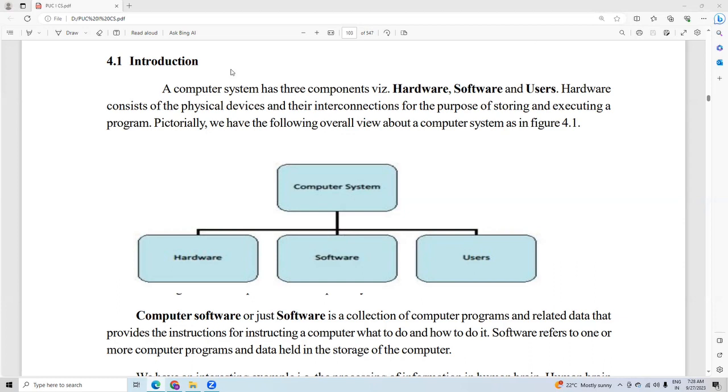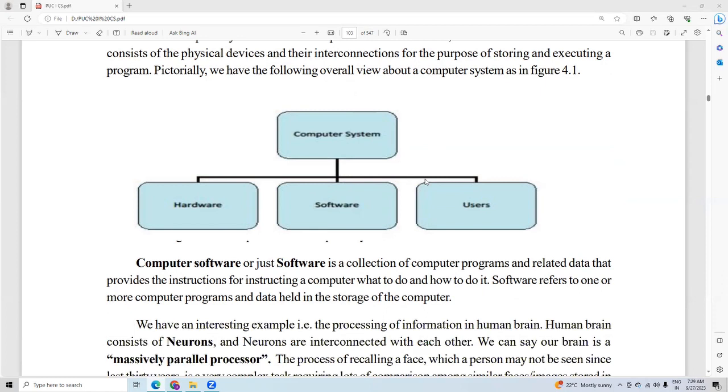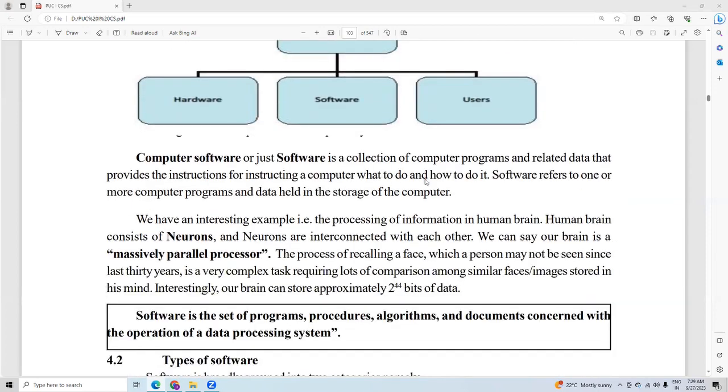So here, hardware consists of physical devices and their interconnections for the purpose of storing and executing a program. In the following pictorial diagram, you can see what is required to say that it is a computer system: hardware, software, and user. Software, in the sense what? It's a collection of programs and related data that provides the instructions for instructing a computer what to do and how to do it, right?